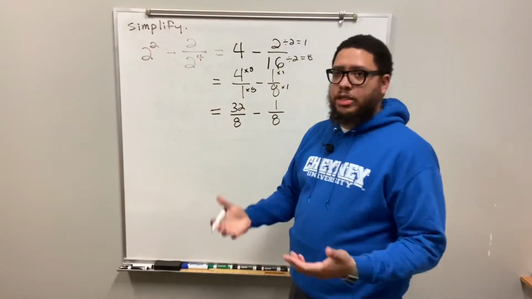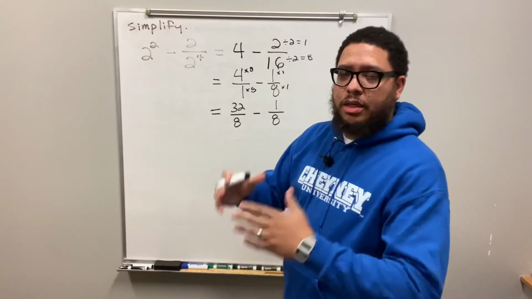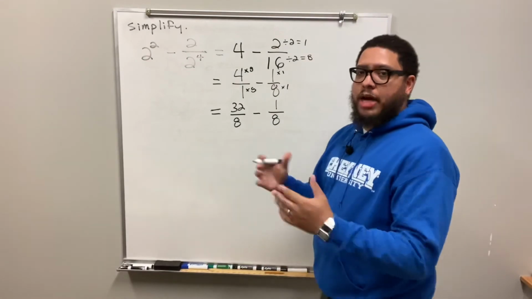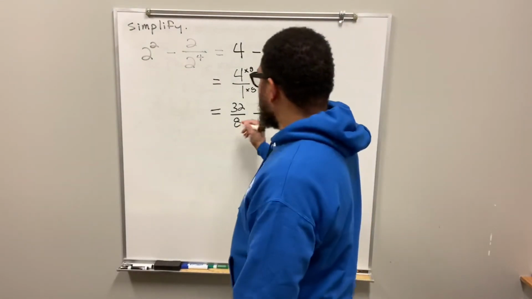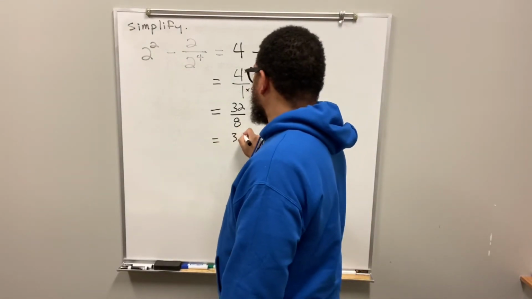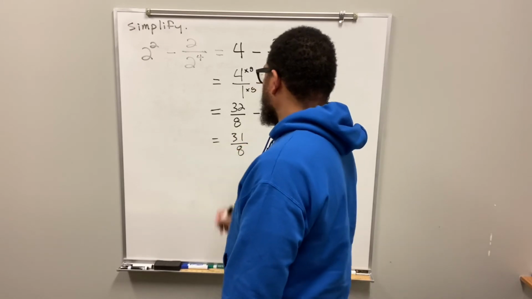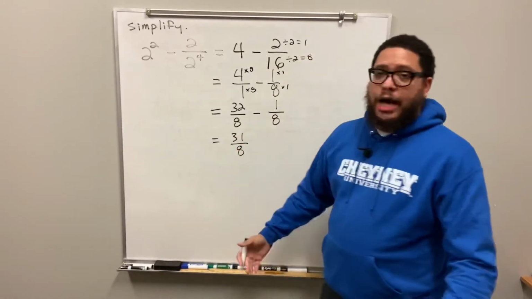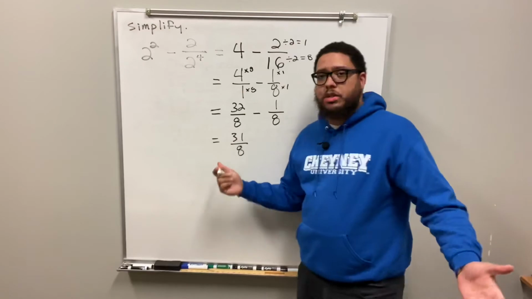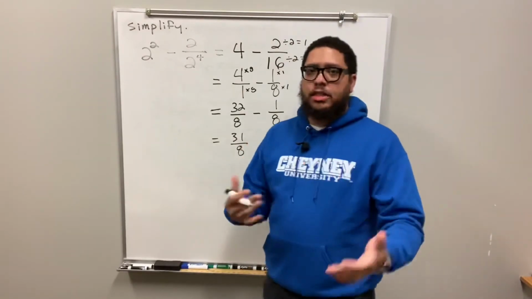I can do subtraction now, right? Because I'm dealing in similar terms, dealing in common terms. All right. 32 minus 1 gives me 31. So that gives me 31/8. Now, in a lot of places, this is a good final answer.